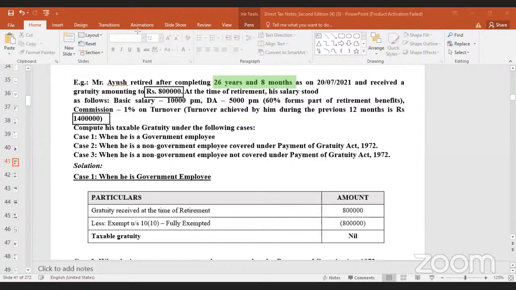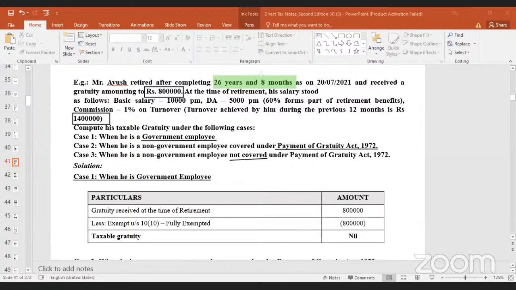Case 1, when he is a government employee. Case 2, when he is a non-government employee covered under the Payment of Gratuity Act. Next, when he is a non-government employee not covered. Look at the word: not covered under the Payment of Gratuity Act.